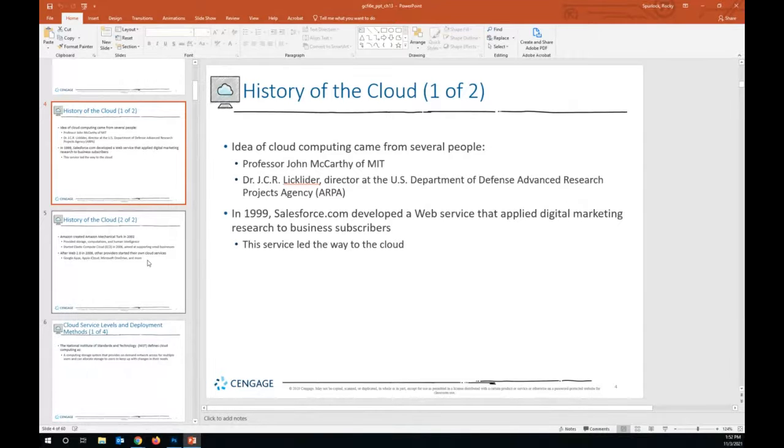The idea for cloud computing came from several people, including Professor John McCarthy of MIT, and Dr. J.C.R. Licklider, who was the director at the U.S. Department of Defense's ARPA. In 1999, Salesforce.com developed a customer relationship management web service that applied digital marketing research to business subscribers so that they could do a market analysis, and that service is what eventually led to the cloud.